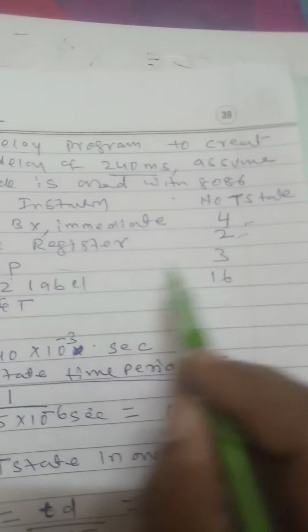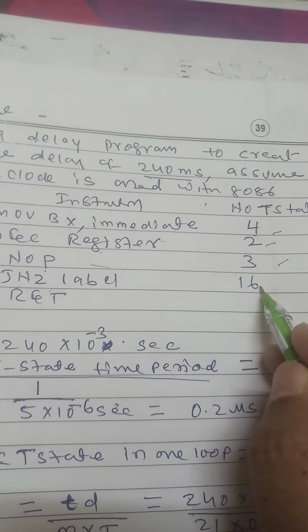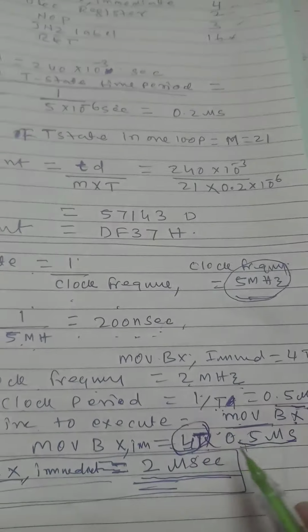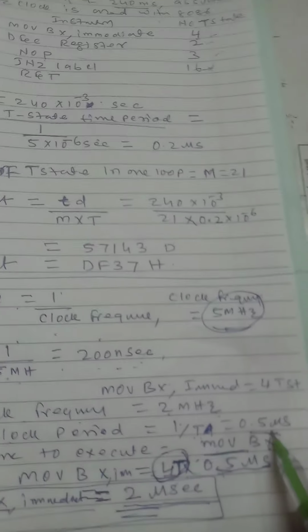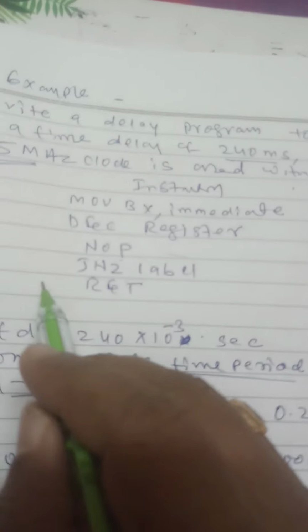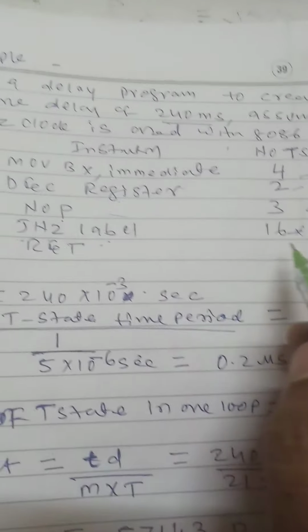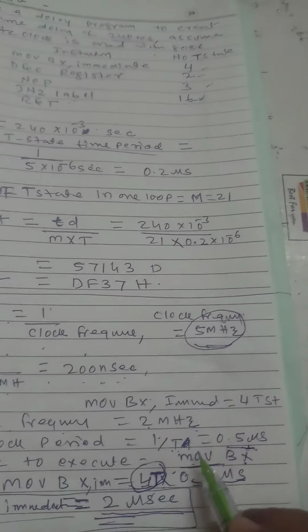NOP means no operation, which requires 3 T states, and JNZ label requires 16 T states. So multiply 16 into 0.5. The time you get is the time taken by this JNZ label. To execute JNZ label, it will take 16 into 0.5 microsecond if you consider the clock as 2 megahertz.